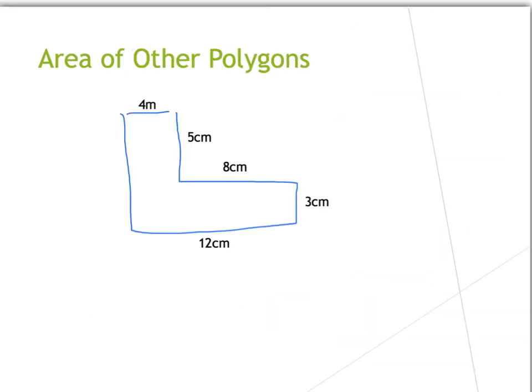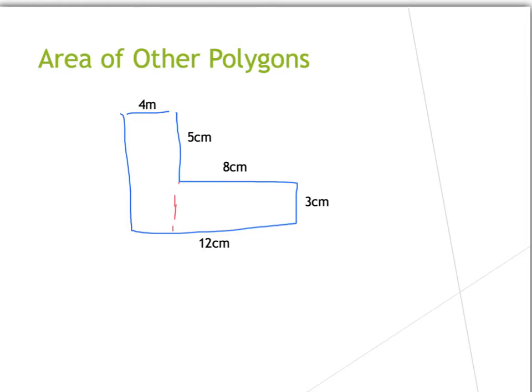Okay, for some reason my shape is not showing up, so I had to redraw it in. This is just a different kind of polygon. If you're looking at this shape, it looks like an L, and the L makes up 2 rectangles. So I really could cut the rectangle right here, and we would have rectangle number 1 and rectangle number 2, and we all know how to find the area of a rectangle.